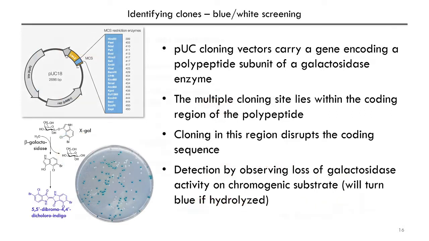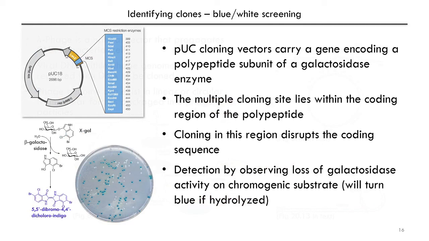A more common method is called blue-white screening. This is a way to visually identify which clones have the desired insert. pUC18 cloning vectors carry a gene coding a polypeptide subunit of the galactosidase enzyme, lacZ. Galactosidase activity can be complemented in cells that otherwise lack this subunit when they are transformed with pUC18.